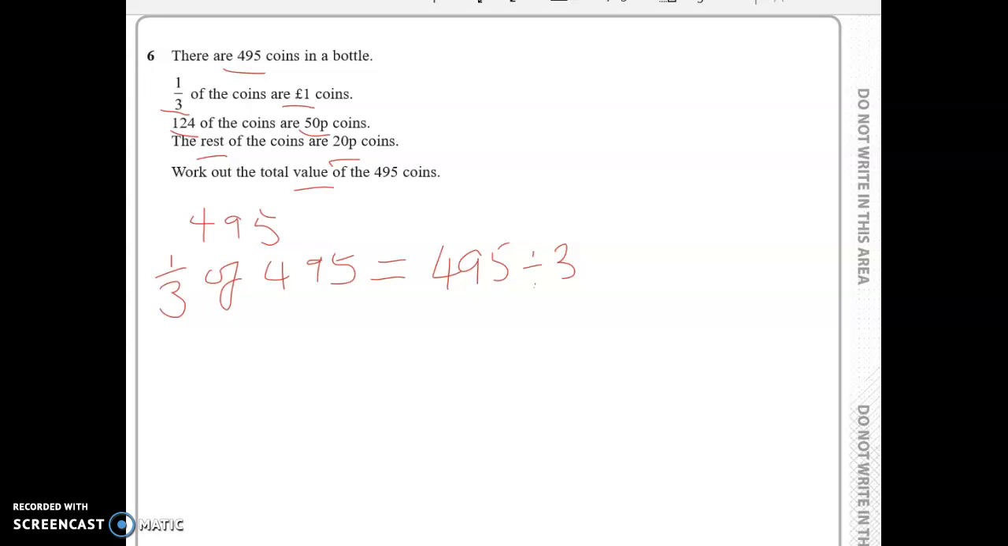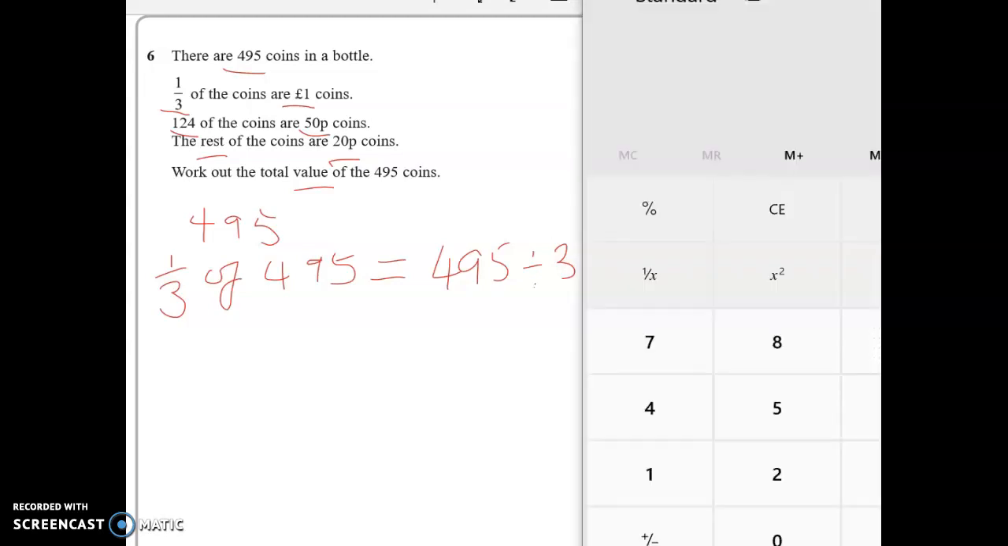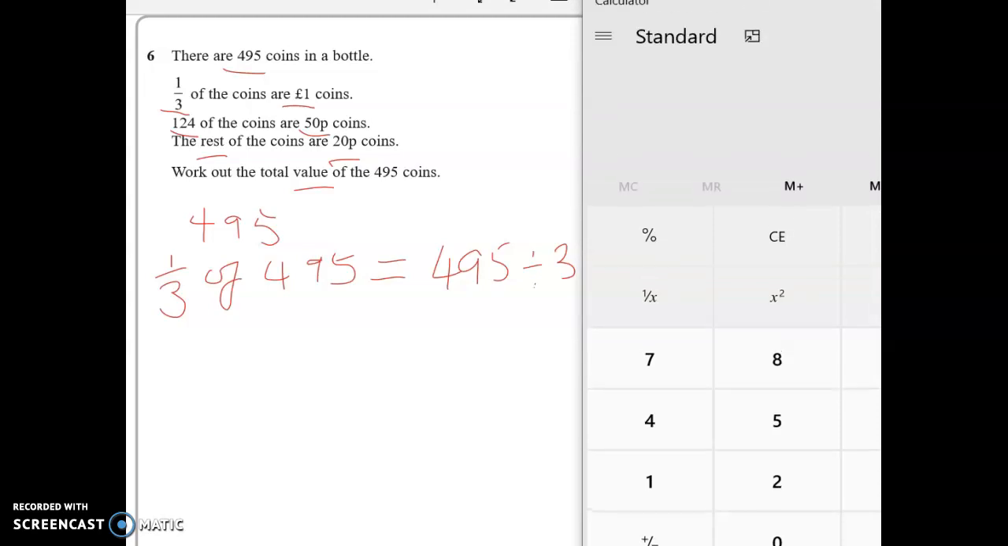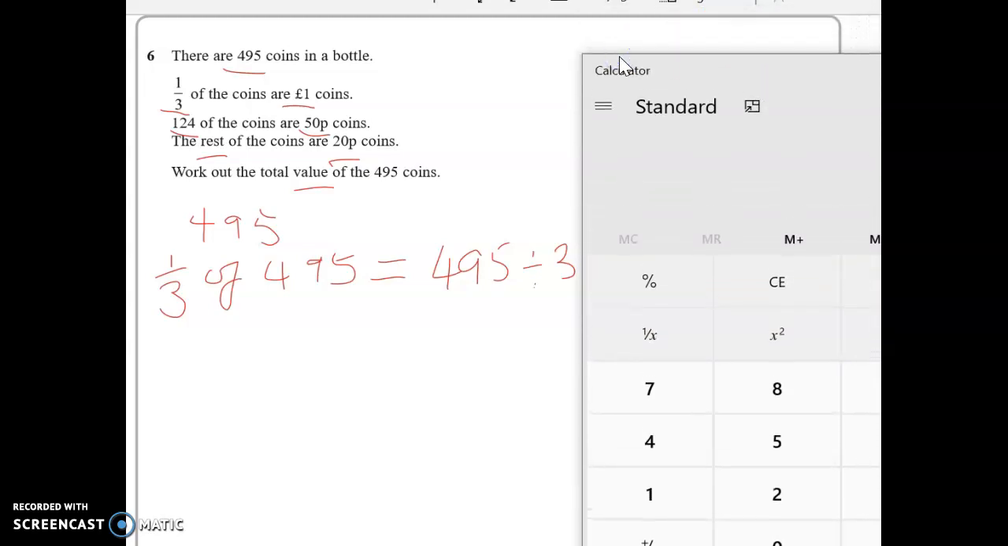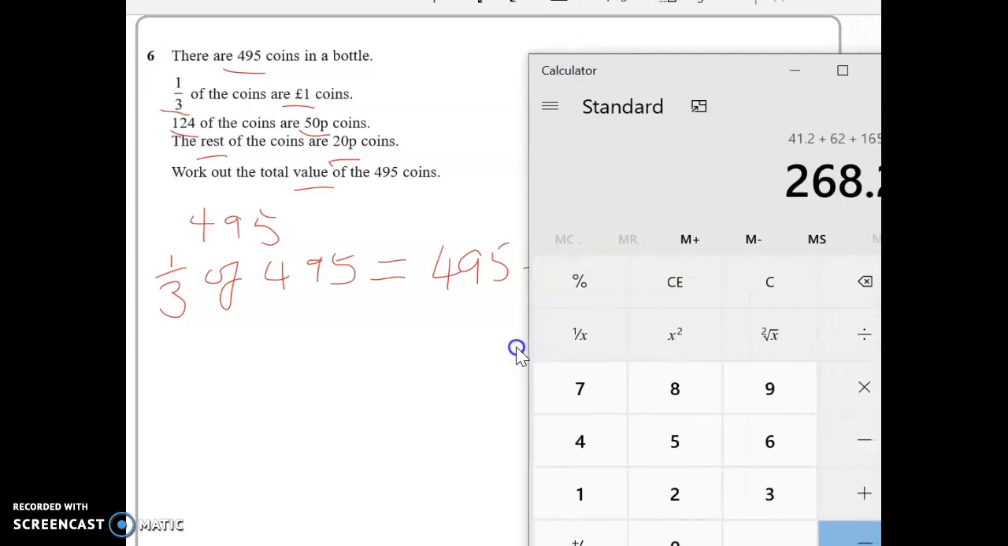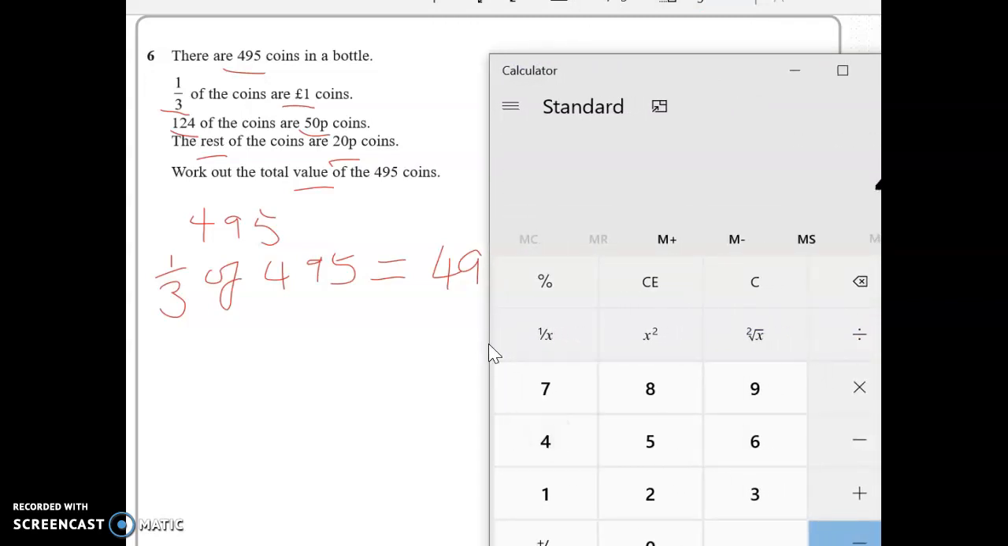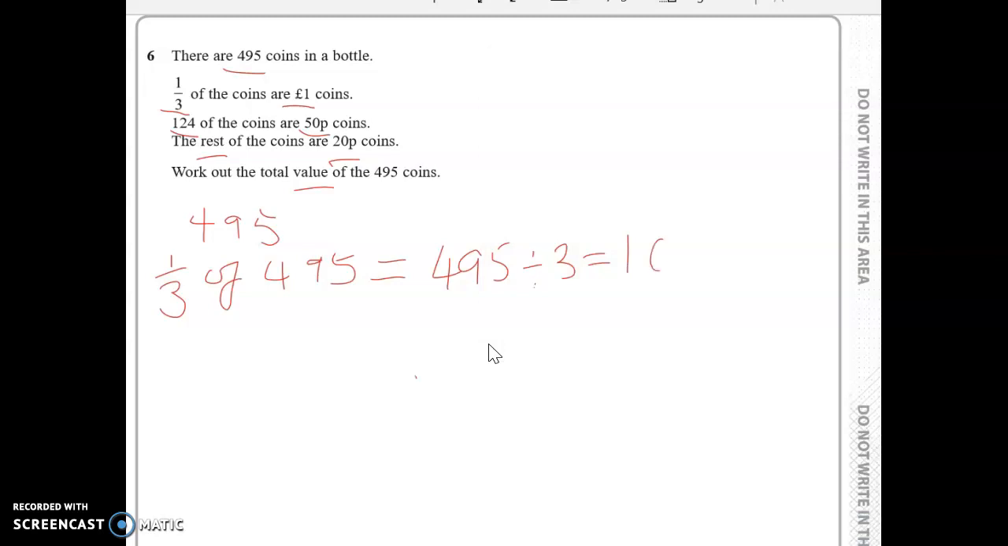So here I'm just going to divide by 3. If I times by 1, it won't change the answer. So this will tell me how many pound coins I've got. So I use my calculator. I bring my calculator over here. Can't get it to move. There we go. So I'm going to do 495 divided by 3, and this equals, if I bring it back over there, 165. So I've got 165 pound coins.